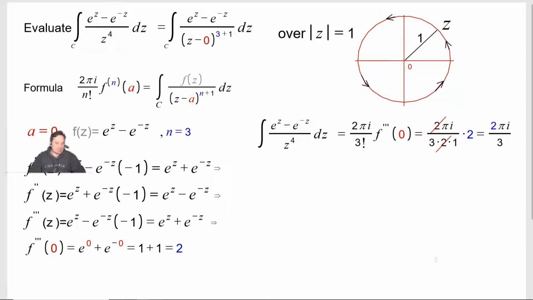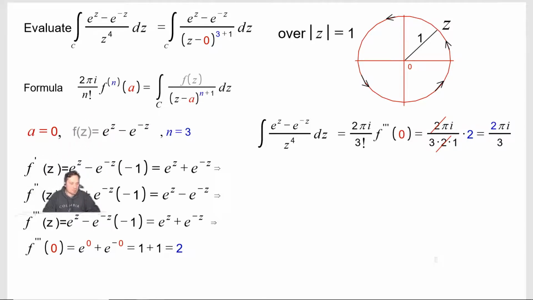So first of all, a is equal to 0. f of z is e to the z minus e to the negative z, and n is equal to 3. Those are the key pieces of information that can be plugged into the formula. Now, I need to find the following. Since n is 3, that tells me that up here, it should be f triple prime, in other words, the third derivative. We have to go up to the third derivative, okay? That's our objective. So for that reason, I'm going to proceed as follows.